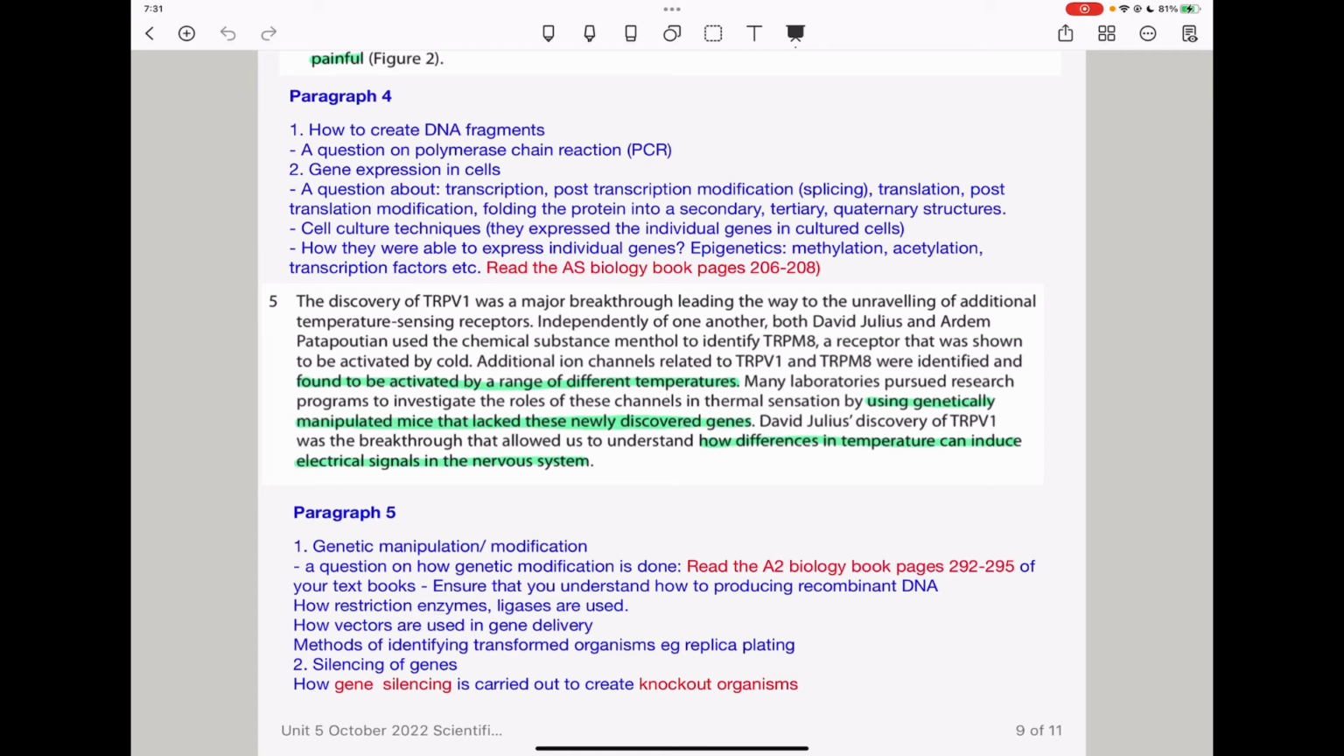So you have to think about how gene silencing is carried out to create knockout organisms, because here they say they used manipulated mice that lacked these newly discovered genes. Maybe there was gene silencing, or they created knockout organisms that they used for this experiment. So you have to think about that.